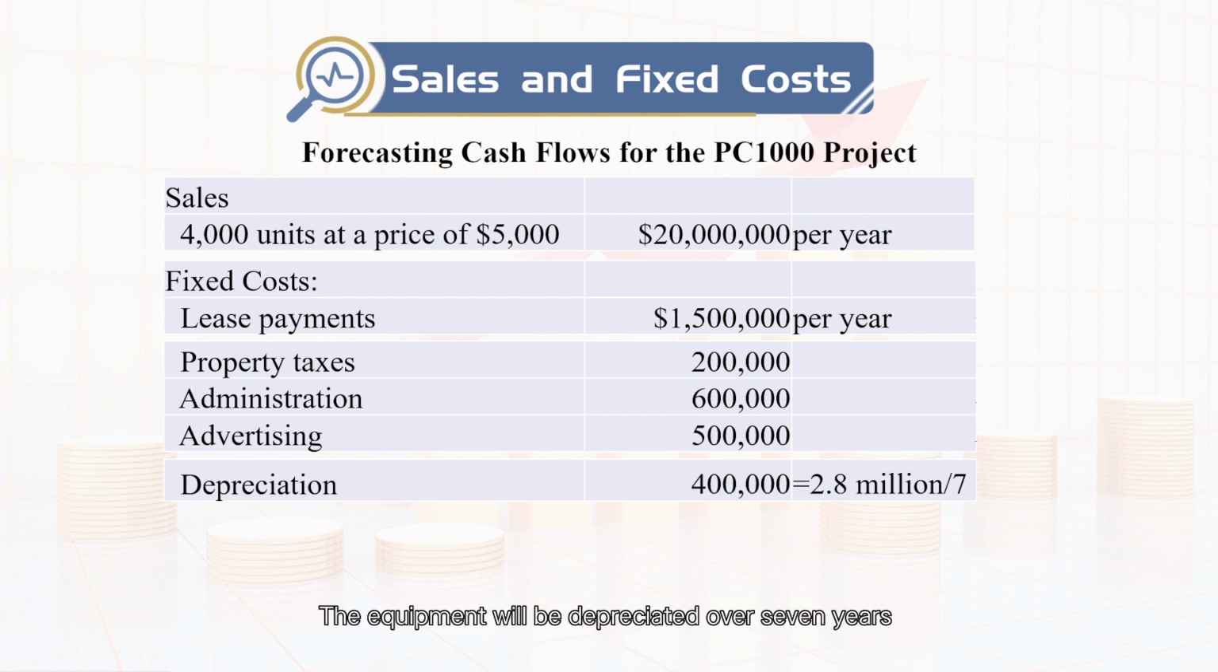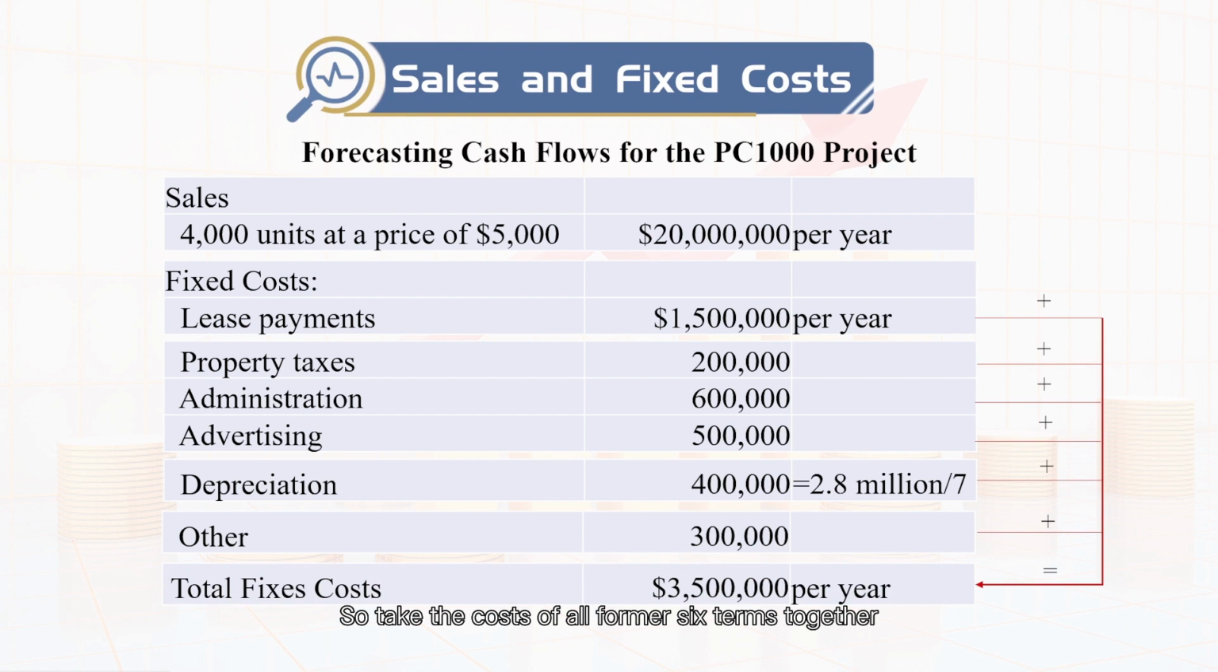Besides, the production equipment will have to be purchased at a cost of about $2.8 million. The equipment will be depreciated over 7 years using the straight-line method. This means the depreciation will be $2.8 million over 7, which is $400,000 per year. It is assumed that the other cost will be $300,000. So take the cost of all former 6 terms together. The total fixed cost will be $3.5 million per year.